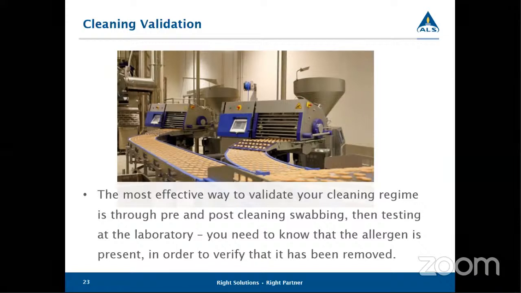So an ATP test is looking for organic material. It doesn't necessarily mean that it's an allergen. It could just be a protein of some sort. That's the same with the non-specific protein swabs. It only tells you that there is a protein there or not there. It's not specific. And so the most effective way to validate your cleaning is through pre and post cleaning swabbing and then testing specifically for allergens.